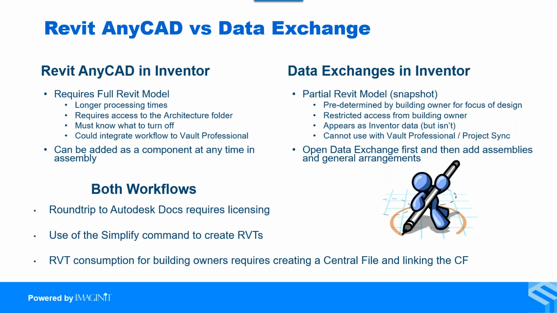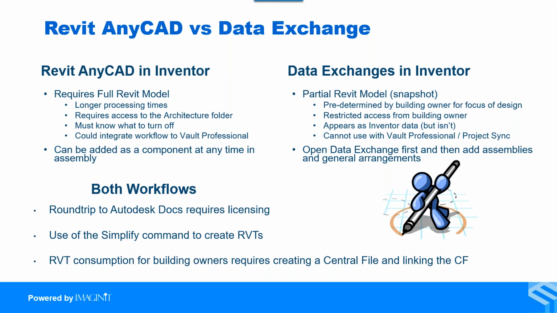Now, this methodology is a little bit different for utilization. So here you have to open the data exchange first, and that becomes your general arrangement. Then you start adding assemblies and components to it for your product. Both workflows, mind you, still have to round trip to Docs, and that's going to require licensing for the Inventor user. So if you don't have Docs licensing on the Inventor side of this conversation, you'll need to acquire that. The Autodesk Docs deliverable could be done through the project sync from Vault, or it could be done directly by you just saving it to Docs when you actually create the RVT.